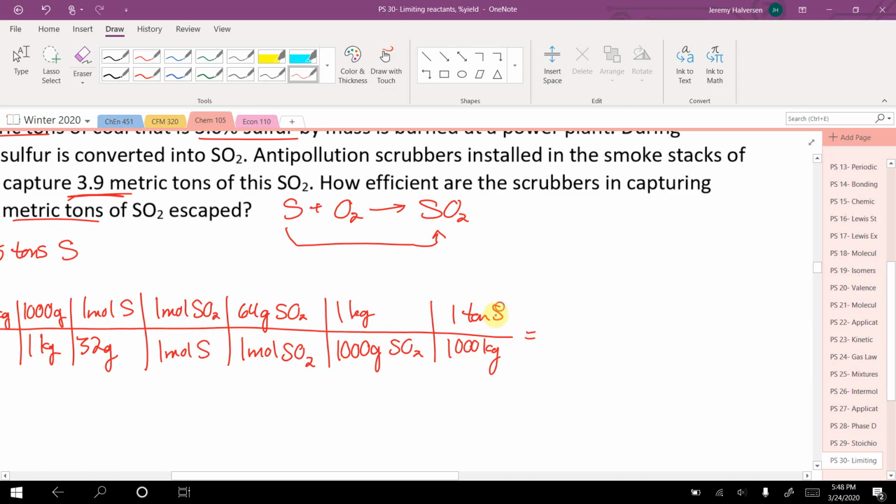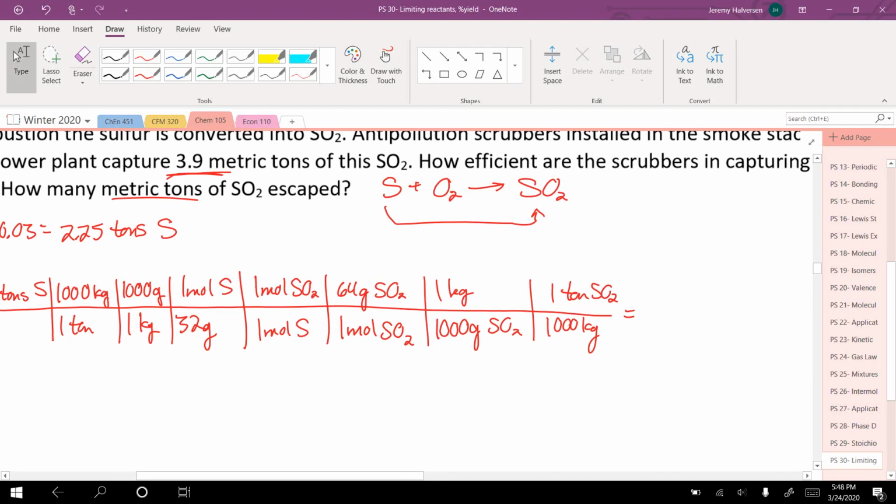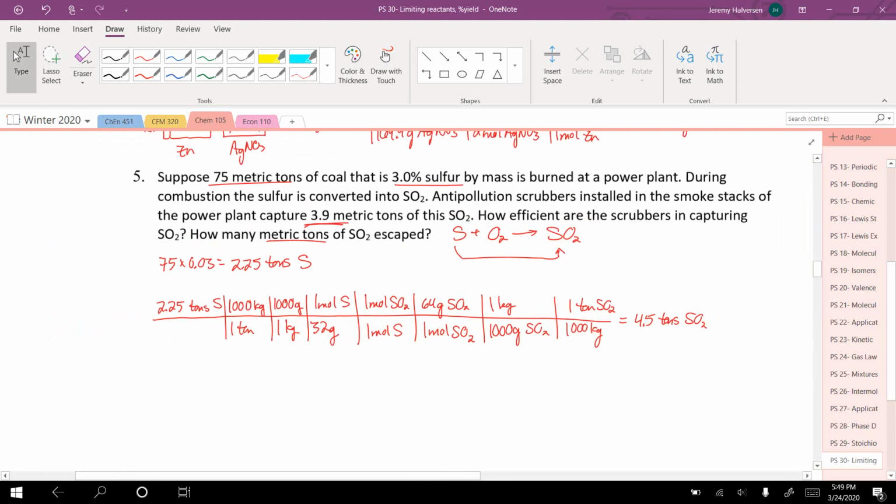All right, now I'm getting tons of SO2 from this reaction. Okay, 2.25. And I got 4.5 tons of SO2. That's how much SO2 I'm making by burning this coal. Now the scrubbers are catching 3.9 metric tons. So how efficient are they?